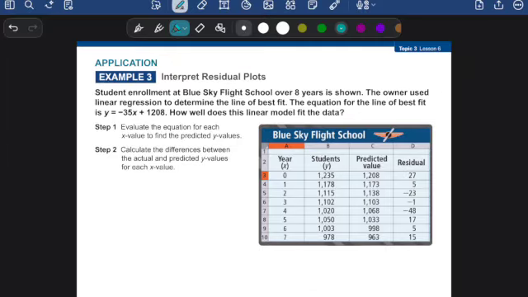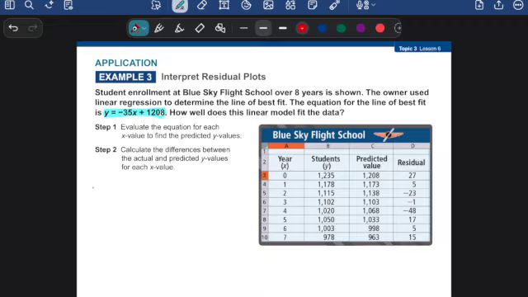So let's try an example. Here we have a table. We have the year of flight school, and we have the number of students. And they gave us the trend line, the equation for the trend line here. So to find the predicted value, well, we're just going to plug in the x values into this equation.